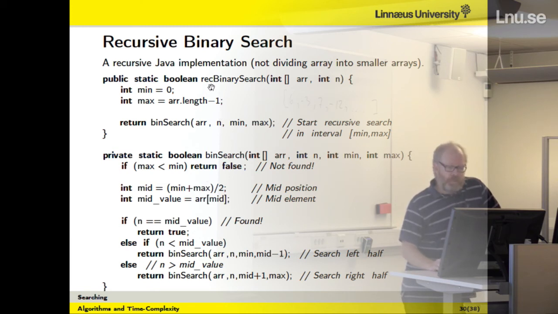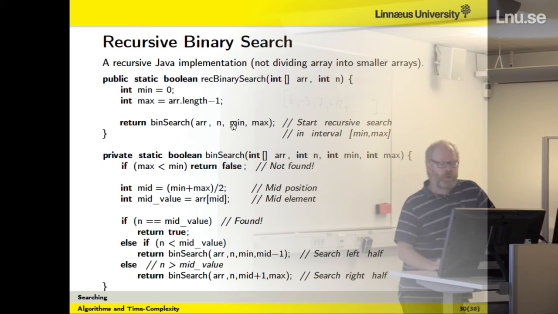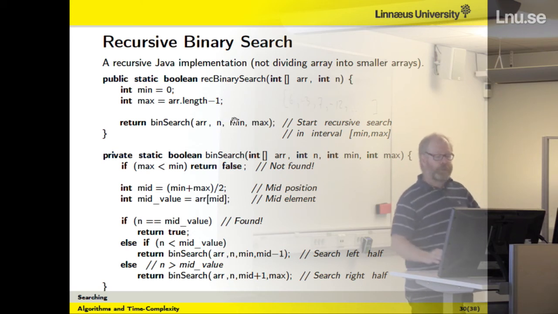So I have a method here, recursive binary search. We are searching for this element in this array. Then I'm calling my actual recursive method here. I'm saying that the min to start with is 0, the max position is this one, and then I'm calling my recursive method down here. I'm searching for the same element, but now I'm giving the top index and the smallest index to search for.